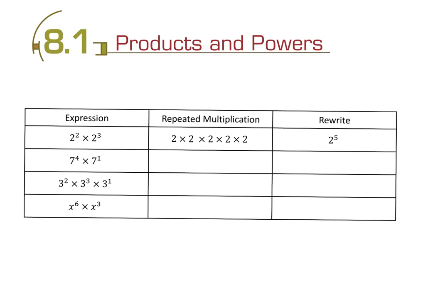All right, the first thing we're going to talk about is the product property. We're going to do a little discovery with this property, and then I'm going to have you do it. The expression that they give us is 2 to the second power times 2 to the third power.